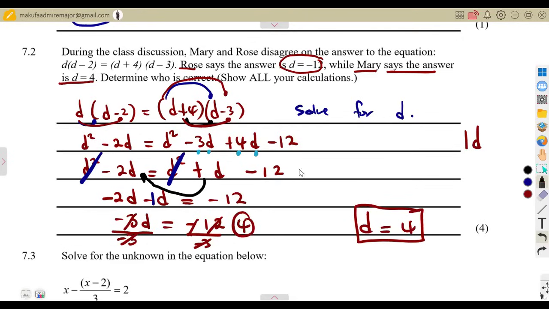So if this D is equal to 4, it means who is correct? It's Mary. Mary says the answer is D is equal to 4. So therefore, Mary is correct. Mary is correct, and that means Rose's answer is wrong. Okay? So that's how you're supposed to have this.